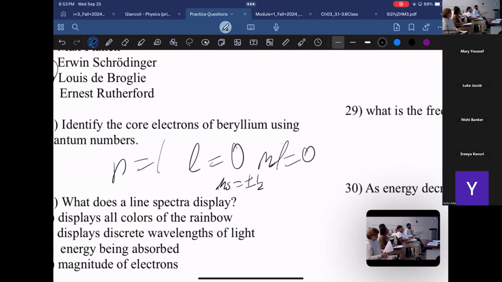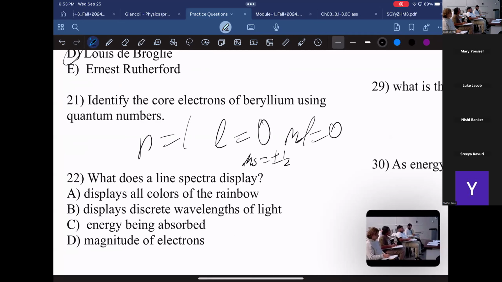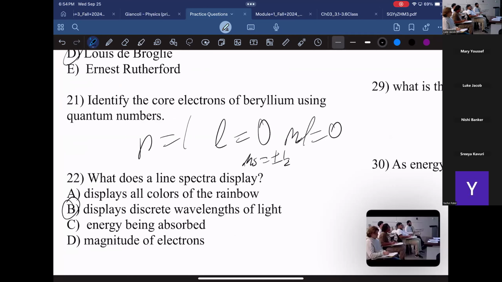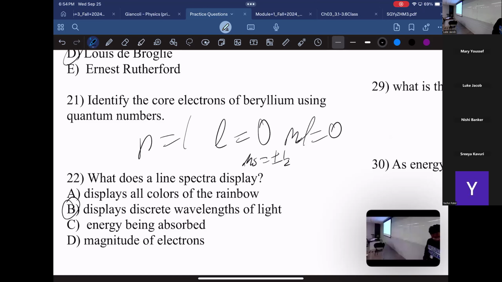Okay. What does line spectra display? B. Yes, good. All right. For 21, we just have to write out the quantum numbers. For 22, A is continuous spectra, right? C and D are a bunch of nonsense.